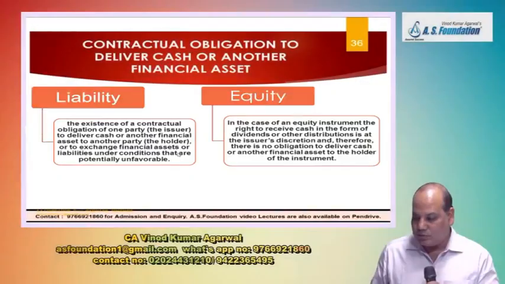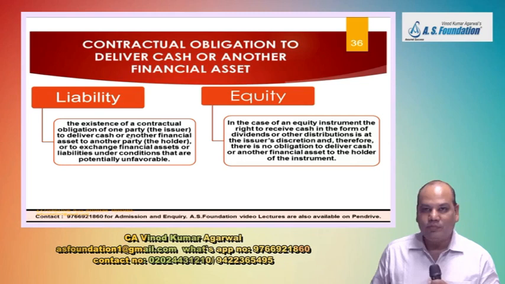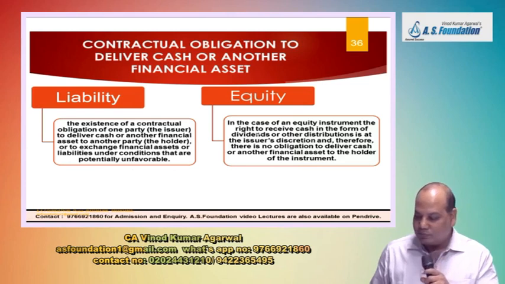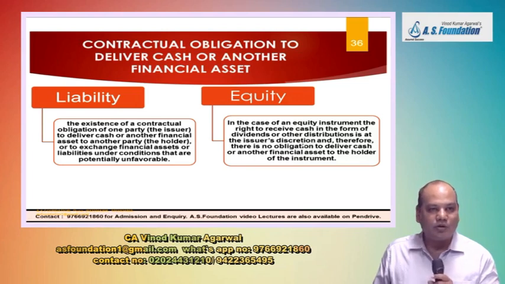So come to IAS 32 again. We have discussed how to identify a liability: a contractual right to deliver cash or another financial asset, or to exchange financial assets or financial liabilities under conditions which are potentially unfavorable. In case of equity, there is no contractual obligation to deliver cash or another financial asset. The discretion is with the entity to deliver cash or not.